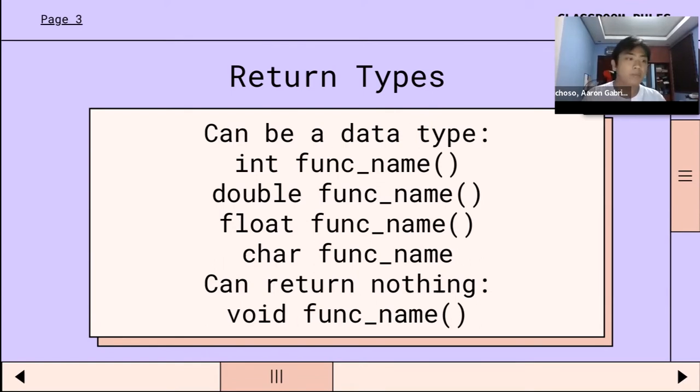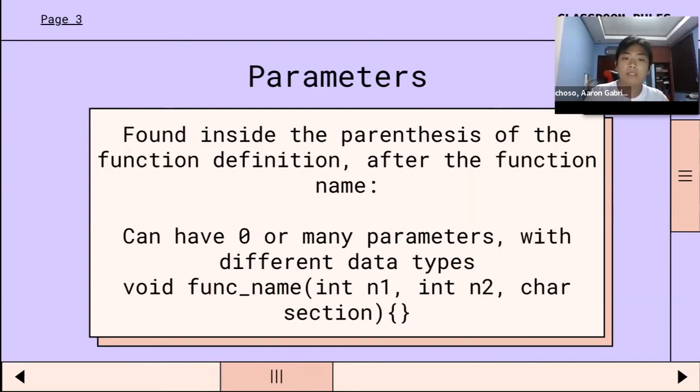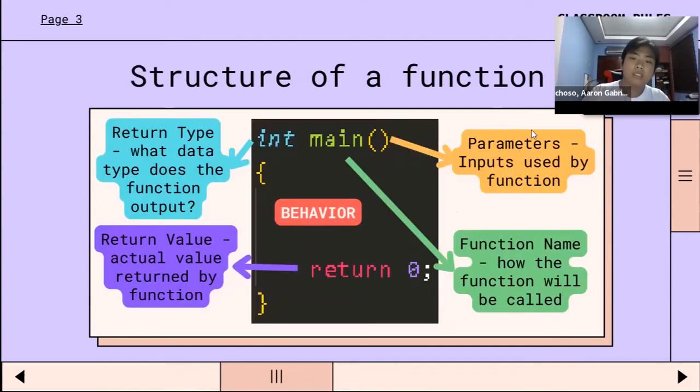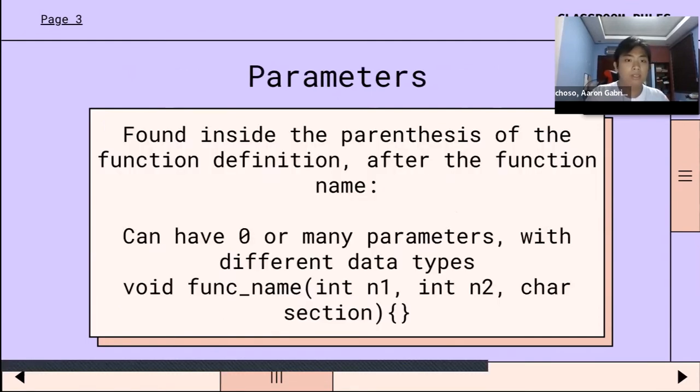Or it can do nothing, it can return nothing. So for example, may gusto ko lang i-print. You just want it to print something and it would give out no return value. Then you would use the void return type. Parameters naman. Parameters is the one that we've seen here inside the parentheses. These are the inputs that will be used by the function. So it can either have 0 or many parameters, each with different data types.